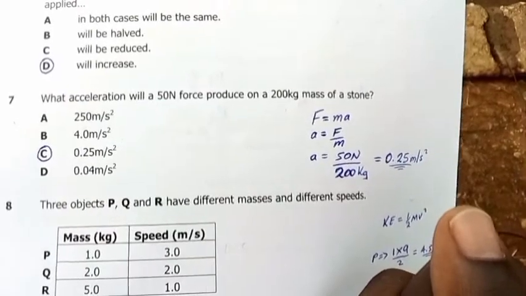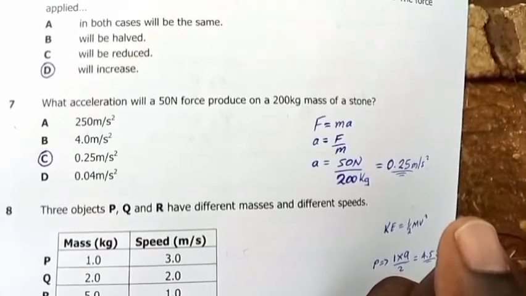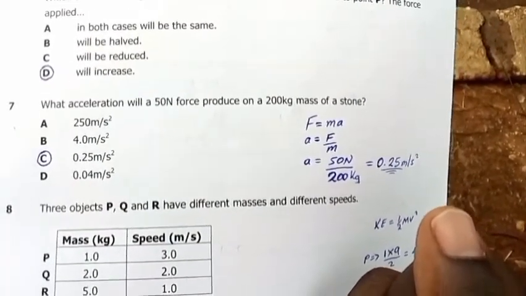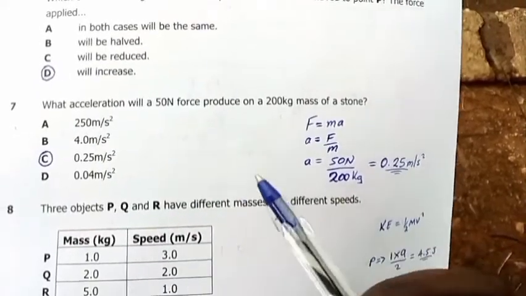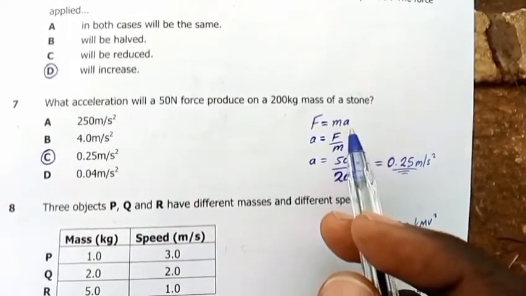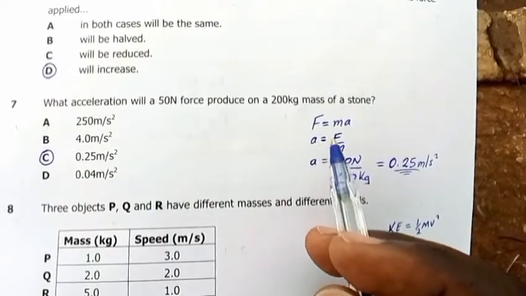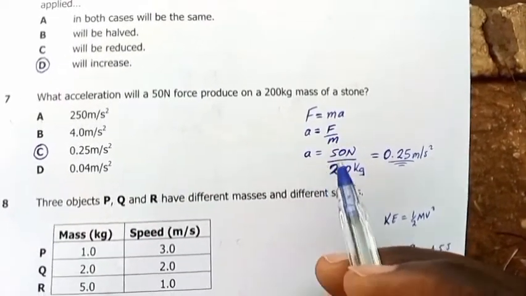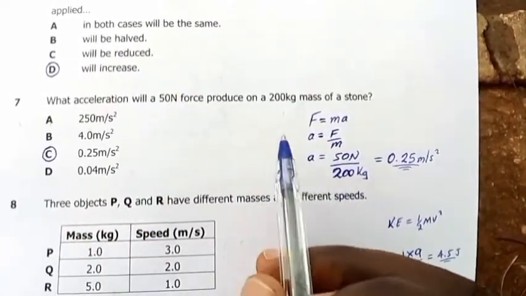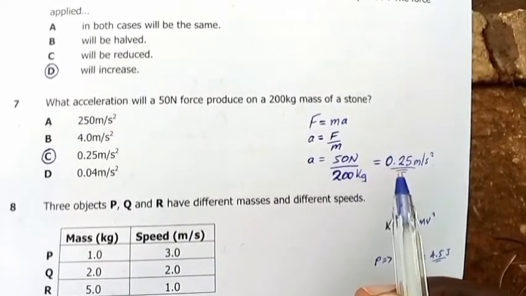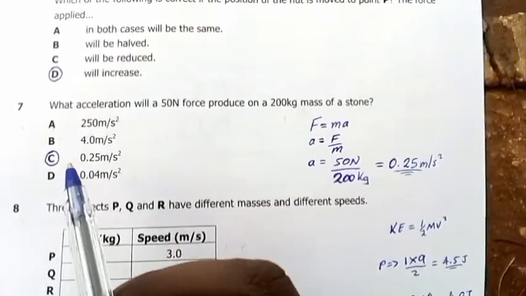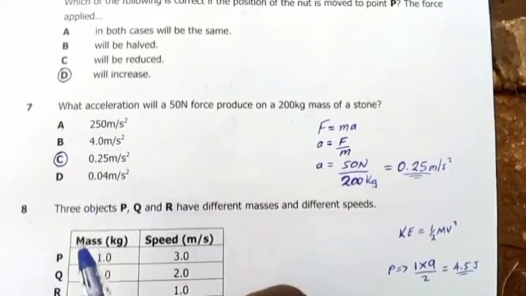Number 7, what acceleration will a 50 Newton force produce on a 200 kilogram mass of stone? Use this formula. Force is equal to mass times acceleration. A is equal to F over M. Then 50, which is our force, over 200, which is our mass, and the acceleration comes out as 0.25 meters per second squared. Our answer is C.